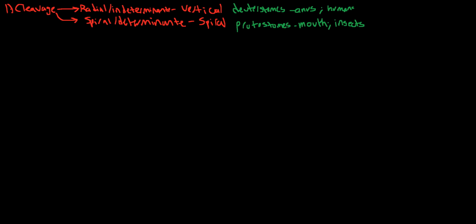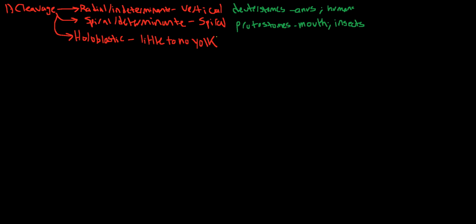Alright, so now we talked about these. Now we can go on to the next type of cleavage, and that is holoblastic. Holoblastic is the type of division where you have division throughout the entire embryo. It's not just limited to certain parts of the embryo, it's throughout the whole thing. And this causes even division in the embryo. So this happens with animals that have little to no yolk.